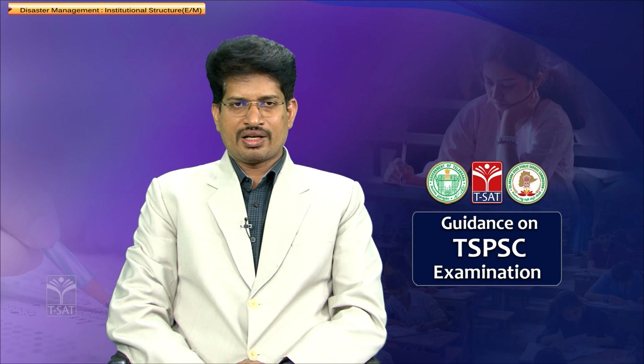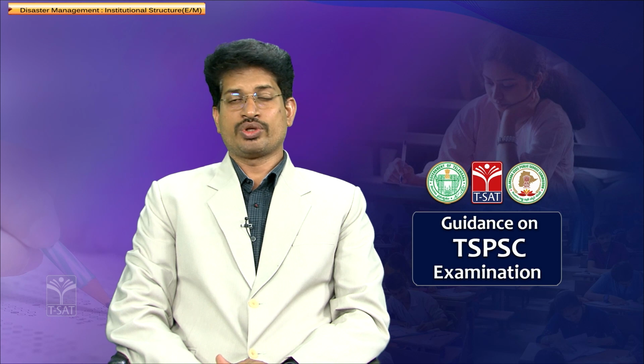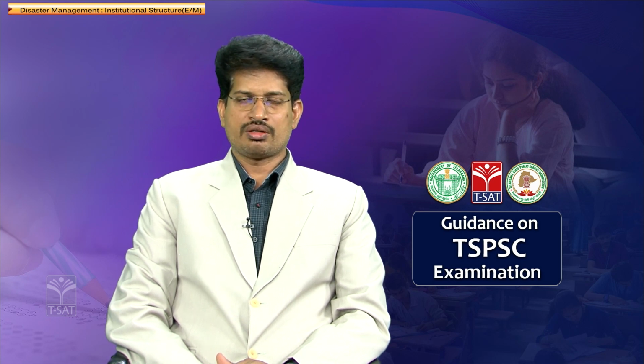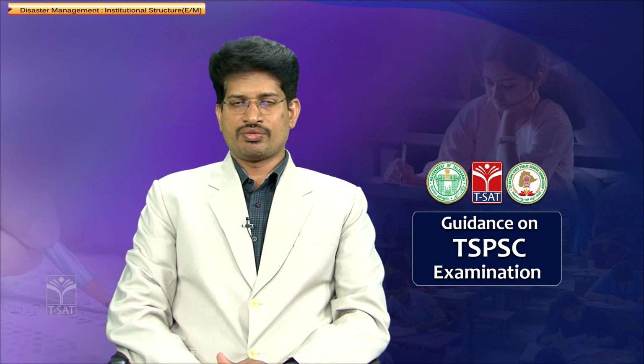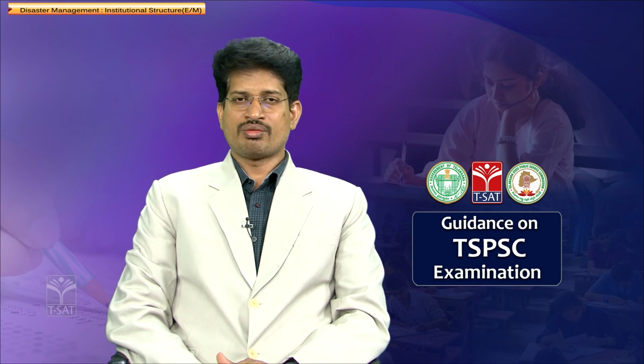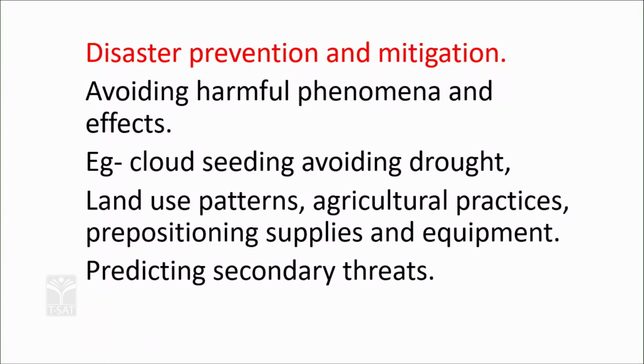After understanding this mechanism, there is a mechanism to prevent disaster and there is a mechanism to mitigate. Mitigation, as I have already mentioned, is a range of activities before the disaster and after the disaster to reduce the impact and consequences of the hazard. So, what are these preventive mechanisms? Avoiding harmful phenomena and effects. So for example, cloud seeding, avoiding drought.